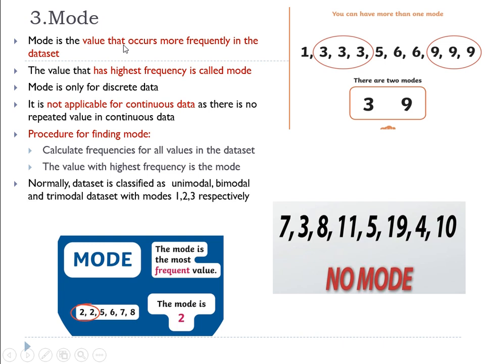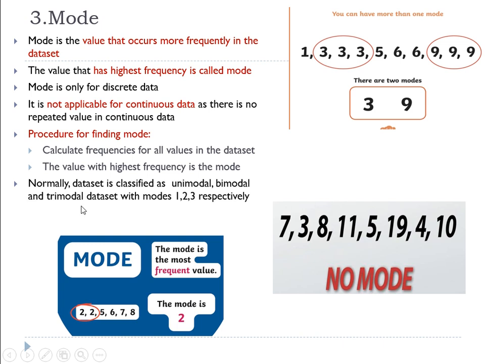So mode is basically the value that occurs most frequently in the data set. And remember this, it is only for discrete data. These are all discrete data. You cannot have a mode for continuous data. Continuous data means you have continuous values, and in continuous values there are no repeated values, so that's why you don't have a mode in continuous data. The procedure for calculating the mode is to represent all your values in the data set and find out which has the highest frequency, that is the mode.